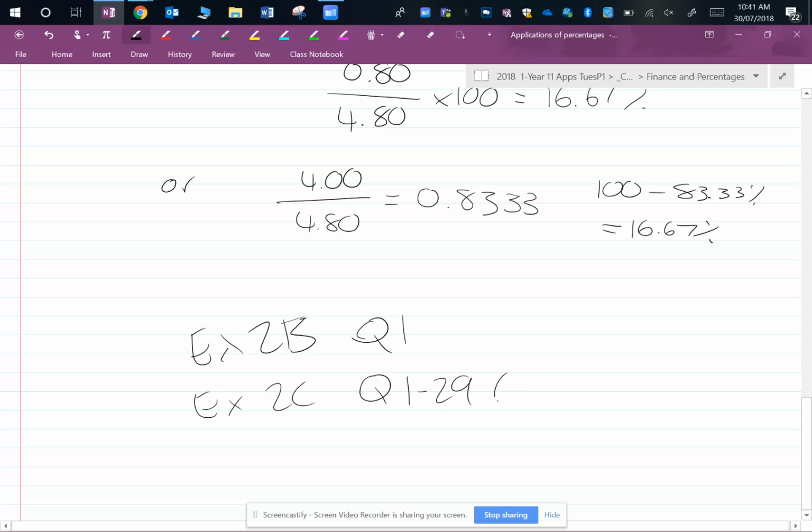You will have 15 minutes tomorrow to work on this, but that's it. So you need to have these all done. Every second question means 1, 3, 5, etc. Onwards, all the way to 29. Okay?